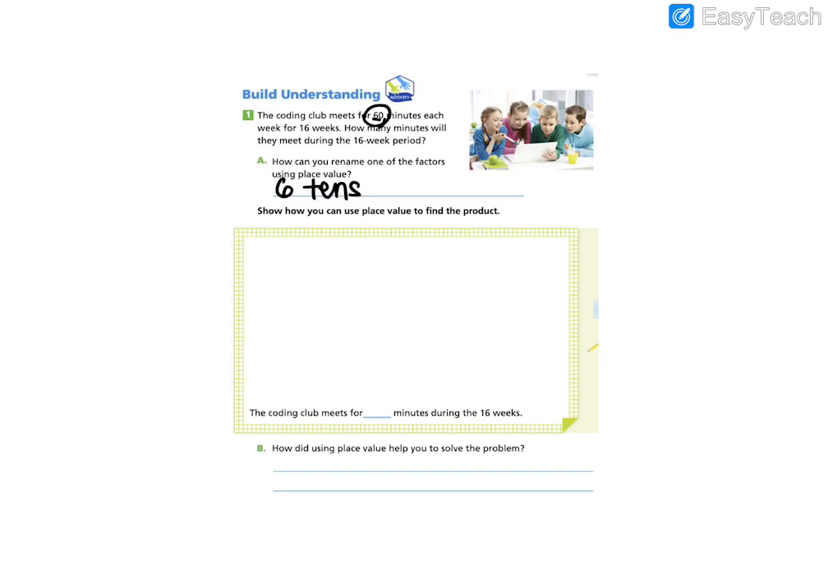So now it'll ask us to show how we can use place value to find the product. So we know in order to find how many minutes they meet during the 16-week period, we have 16 weeks times the 60 minutes a week will give us the answer of how many. I'm going to use an M for minutes. We're going to use that renamed factor and have 16 times 6 tens.